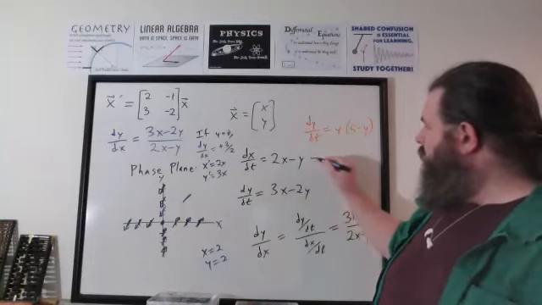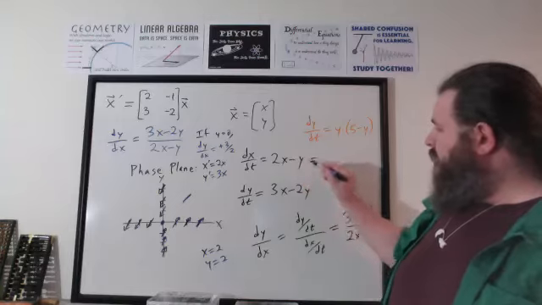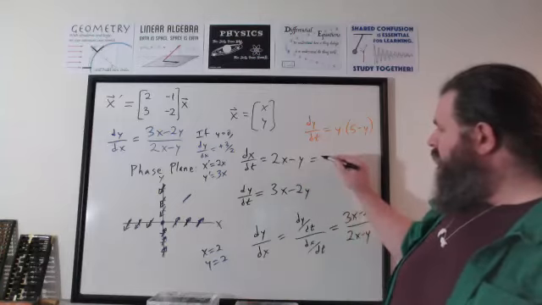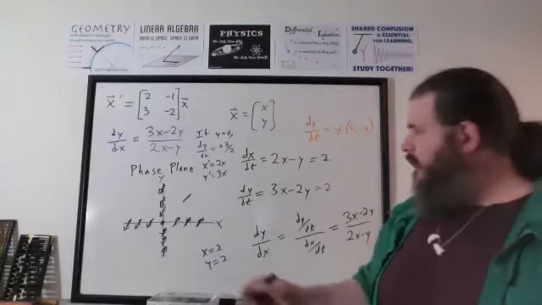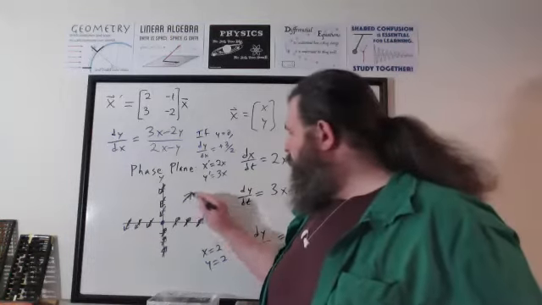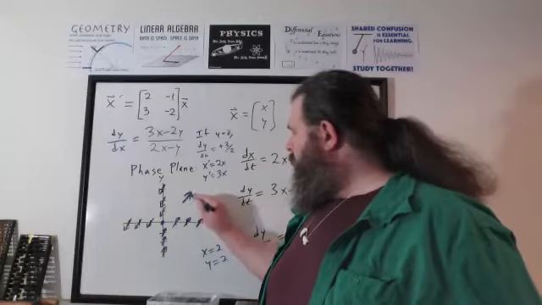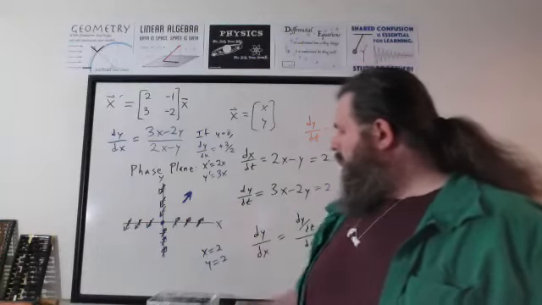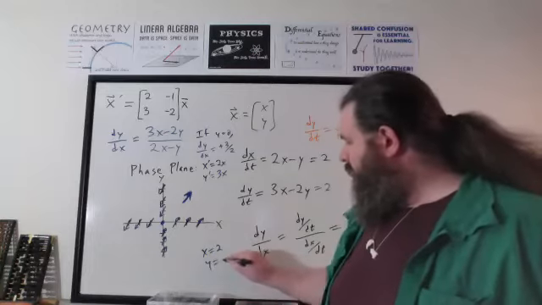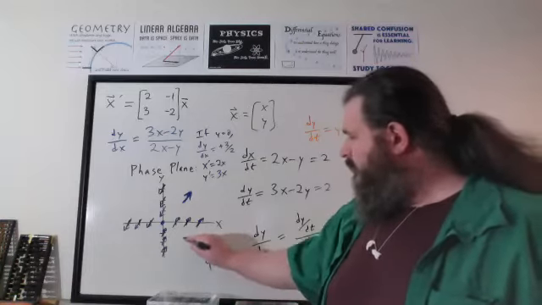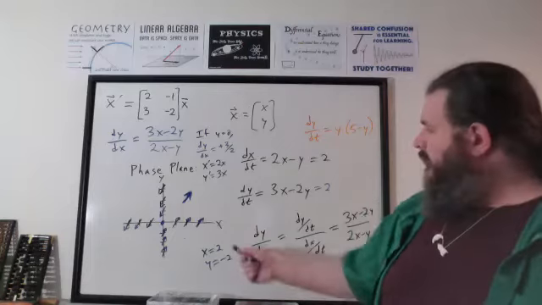We're going to get dx/dt is 4 minus 2, so that's 2, and dy/dt is 6 minus 4, so that's 2. These are both positive, so that's up and to the right. And then we might try, for instance, x equals 2, y equals negative 2 to get something in this quadrant.